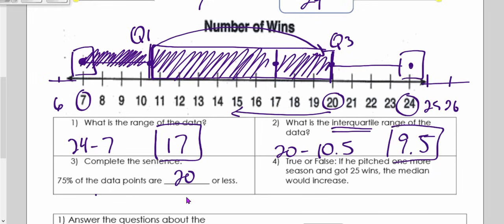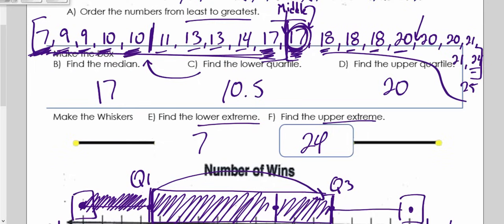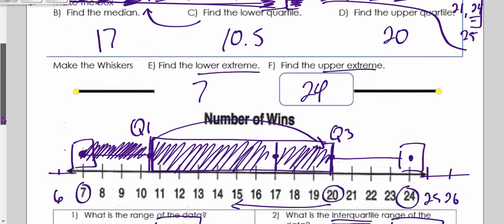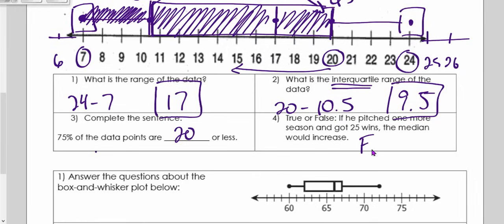True or false? If you pitched one more season and got 25 wins, the median would increase. Actually, I'm going to go back to my list for that. So if I put the number 25 at the end of this list, let's imagine what happens to the middle. Instead of being in between these two 17s, it's going to jump just one spot over. And actually, it's going to be directly in between. It's going to be that 17, really. Because then there would be 10 numbers here, 10 numbers here. This would be the 11th coming from both directions. So the middle would still be 17. So actually, it wouldn't change. It would move, but it doesn't actually change value. So that's false.